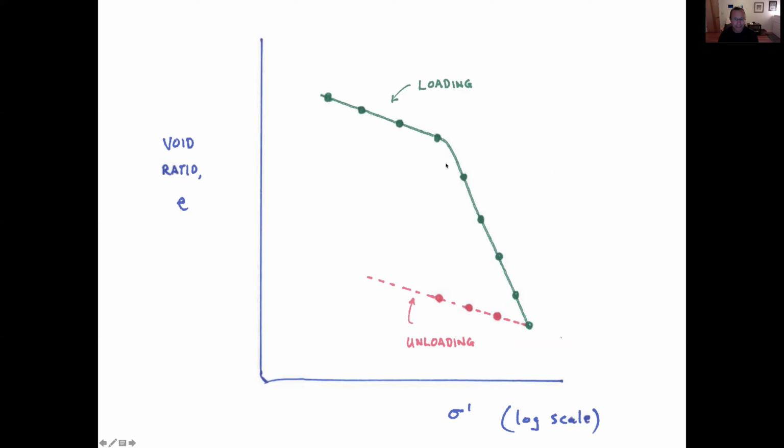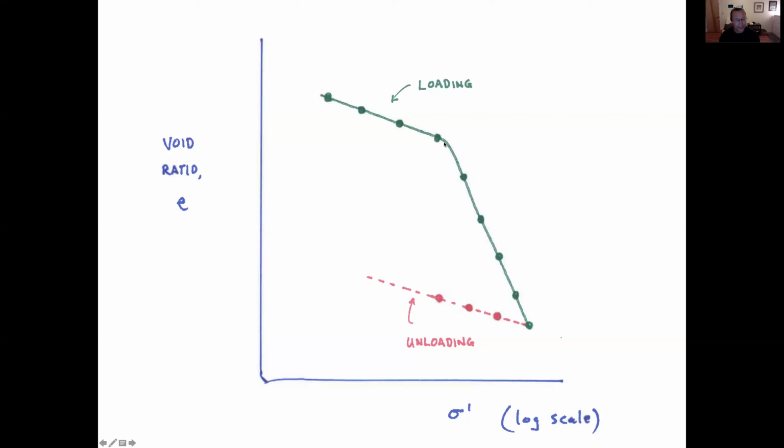The green is a curve of loading. The red would be a curve of unloading. You'll note that there are some different slopes that are prominent on this plot, and we'll get around to the meaning of those slopes and so on. But most certainly there is a break point here on this curve, a knee of the curve, where all of a sudden the response gets much steeper after this. This is associated with something called the pre-consolidation stress, which we'll define in just a moment. Sometimes it's called the yield stress.